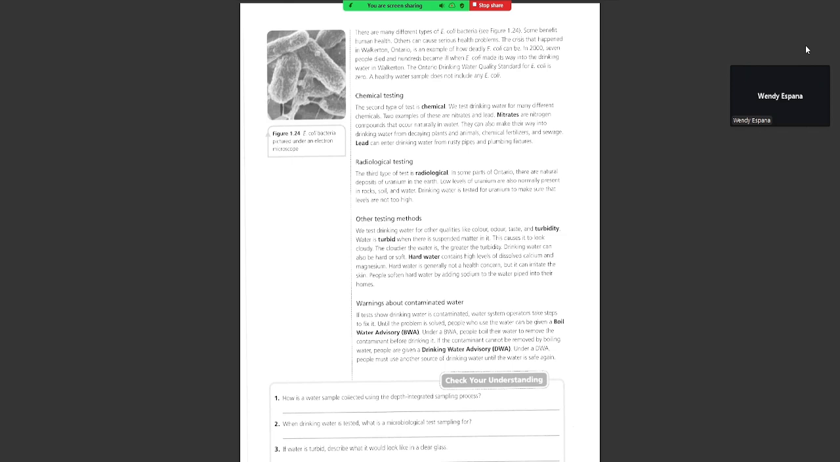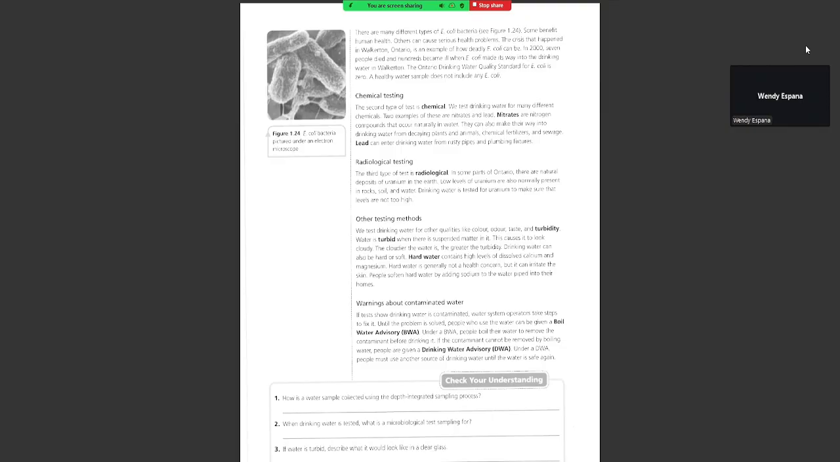You'll see there that the first question is, how is a water sample collected using the depth integrated sampling process? You'll notice that there's not a big space. However, that question, if you look in the booklet and it says page 22, question 1, it's worth 3 marks. It's very easy to come up with three steps for that process, and we've talked about it.